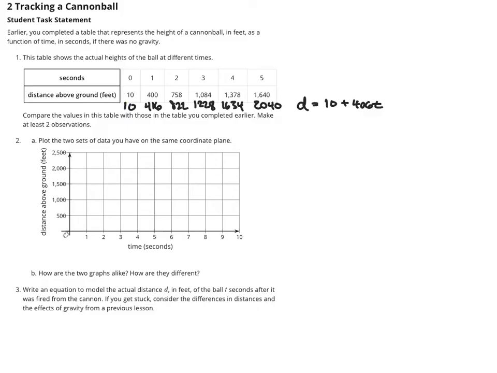So here we're comparing the values in this table with those that we completed earlier. Let's make 2 observations. So it looks like the table we made earlier is increasing faster, okay? Remember that was the cannonball that shot straight up. Great drawing, I know. The cannonball that shot straight up.